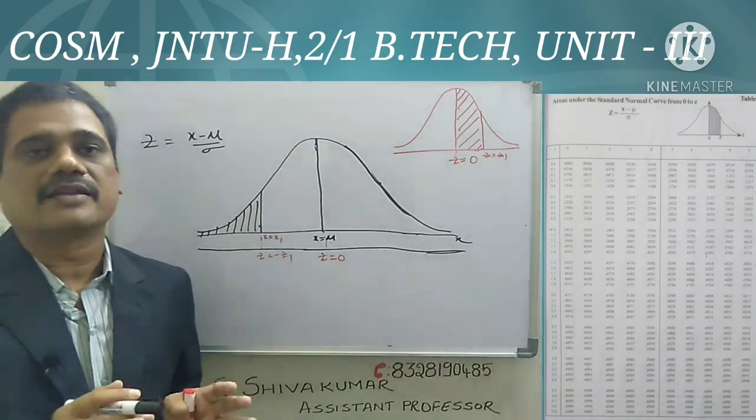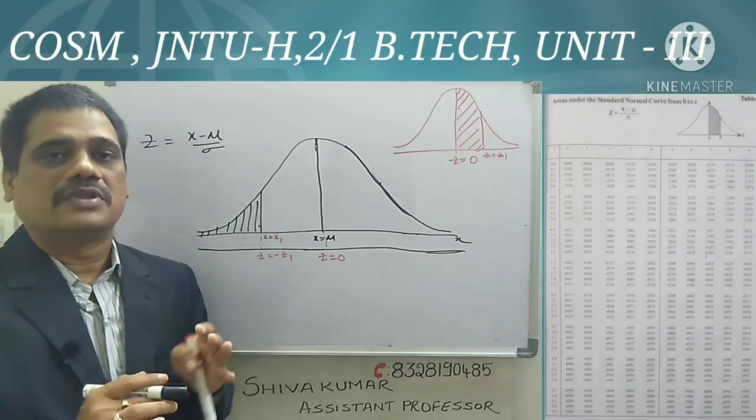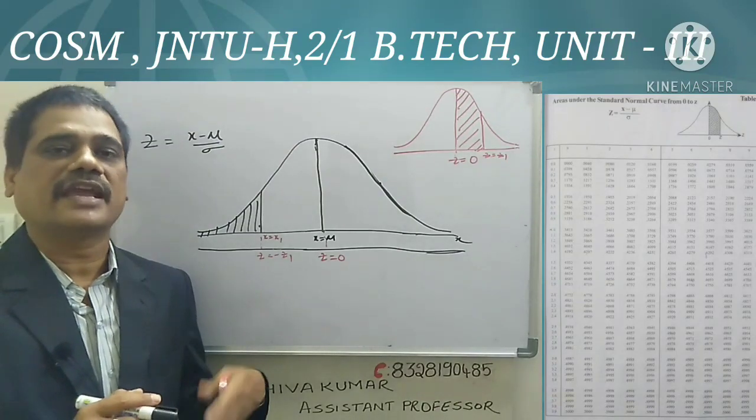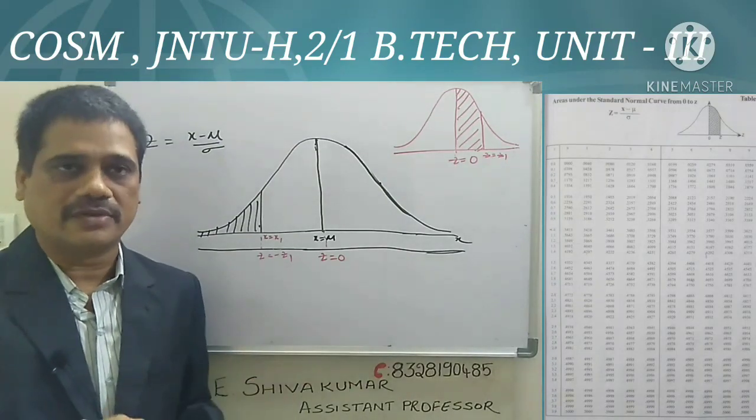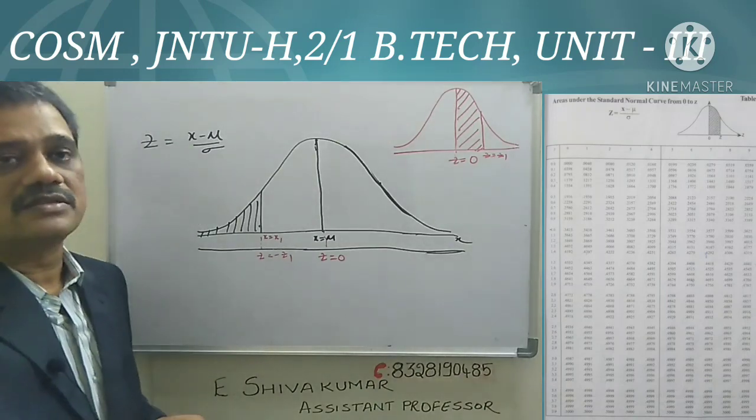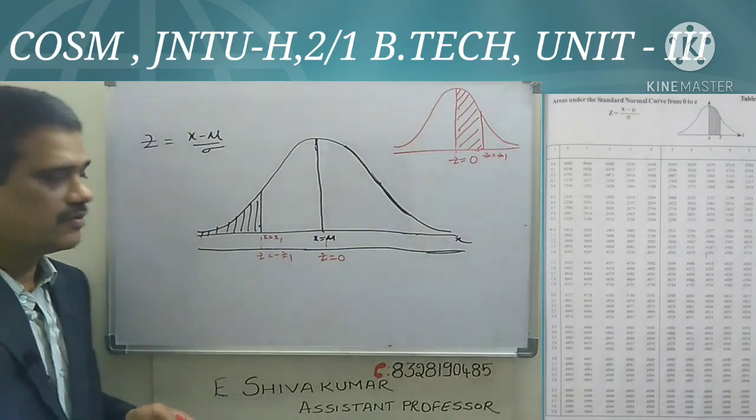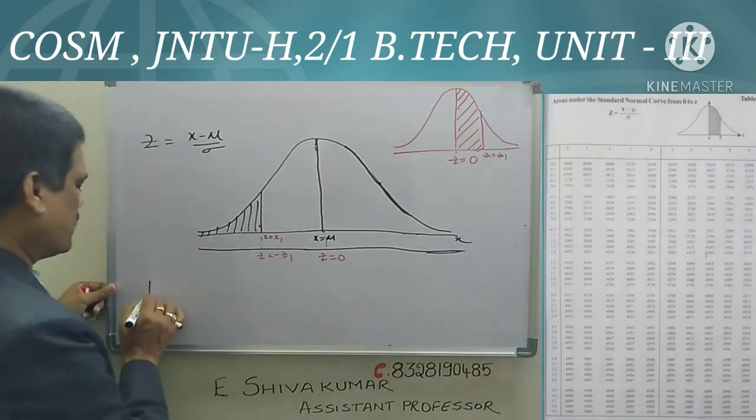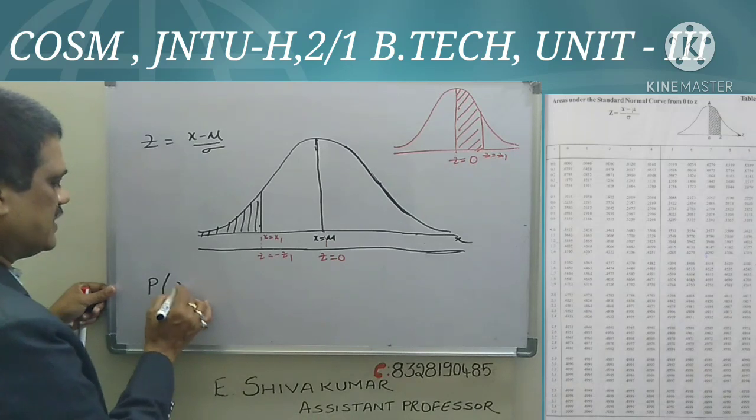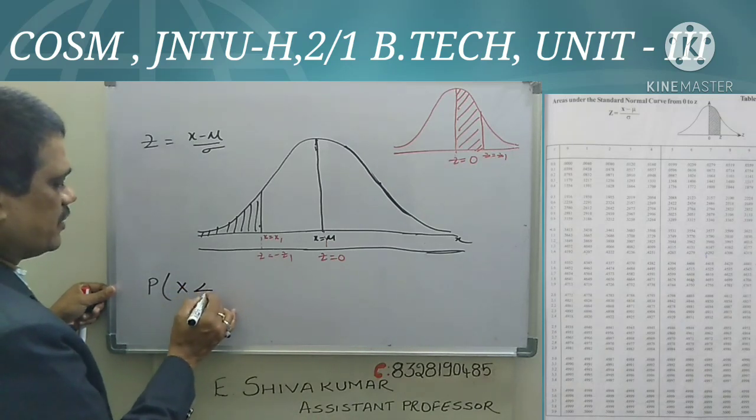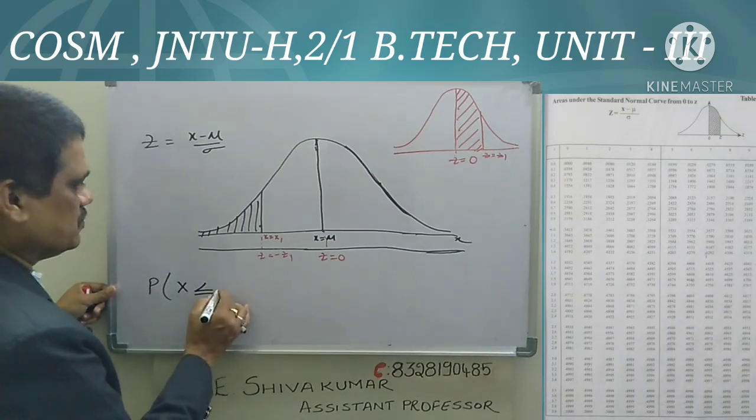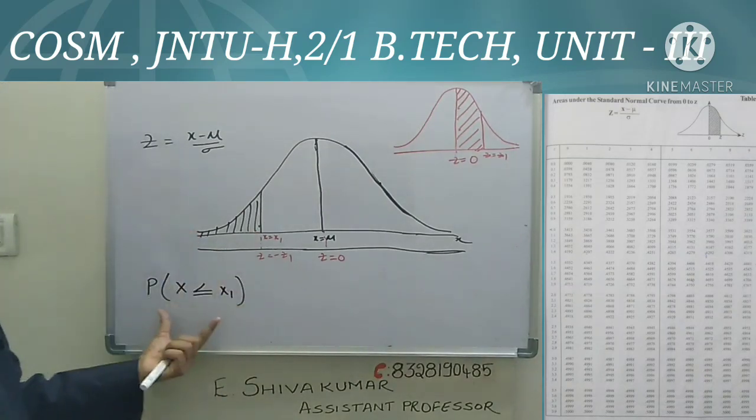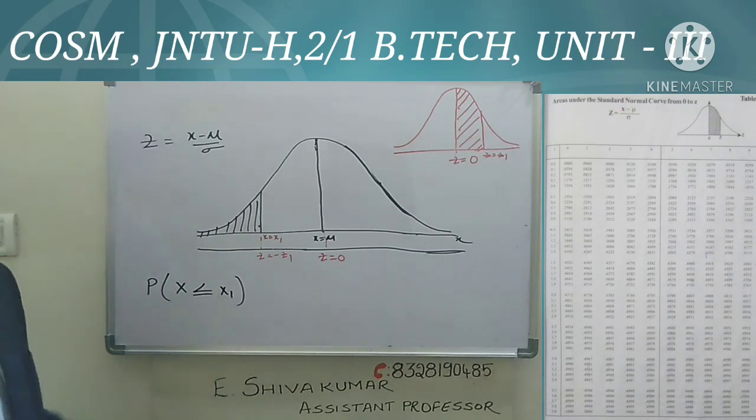So how we have to calculate areas? Remember, areas we are calculating. That means there is no negative symbol for the areas. Even if you get a negative, you have to consider it as a positive value. Okay? Why? Because areas do not have negative values. Okay? So how can we represent this one? If you want to calculate the probability, the meaning of this one is x is less than or equal to x1. Okay, this is the notation for this area, probability of x less than or equal to x1.